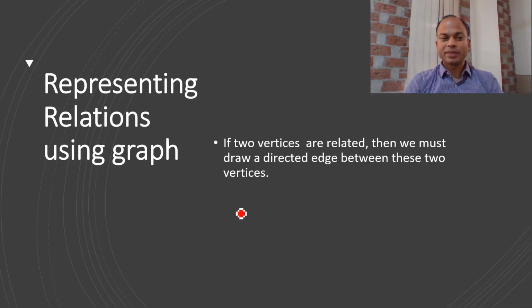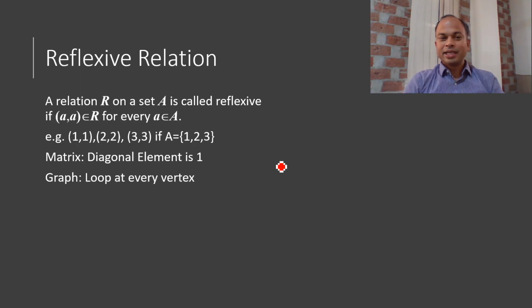If we talk about the graph representation of the relation, say here we have two vertices, and if these two vertices are related, then we must draw a directed edge between them. In this way, we can plot the directed graph of the relation. Now, initially we are discussing the important relations. Based on these relations, we will draw the directed graph and matrix.